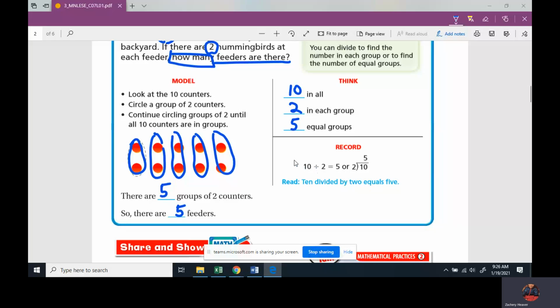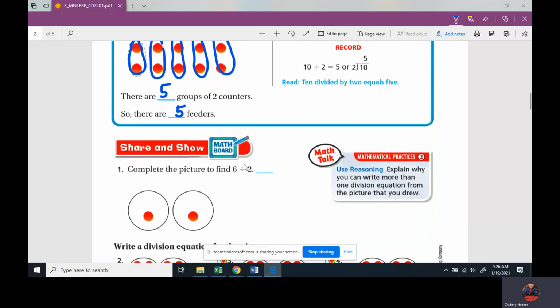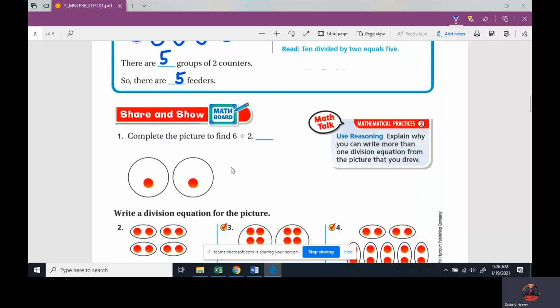I think division's super easy. Do you guys still have your multiplication board? Don't look. We'll look later. Your multiplication things. Anyways, all right.